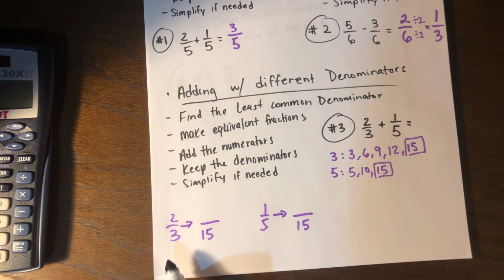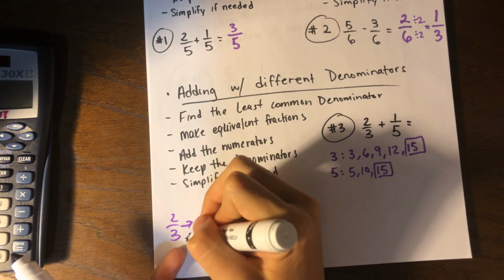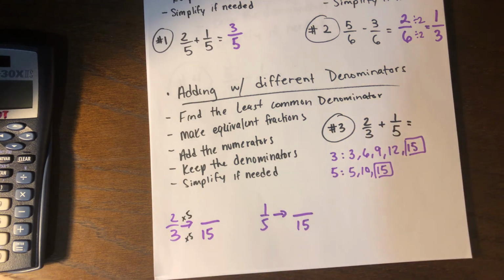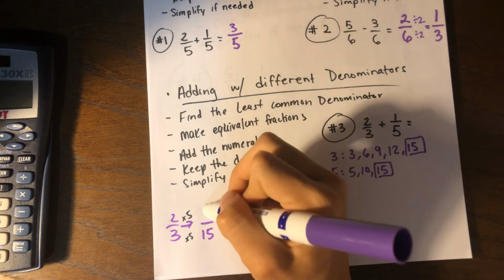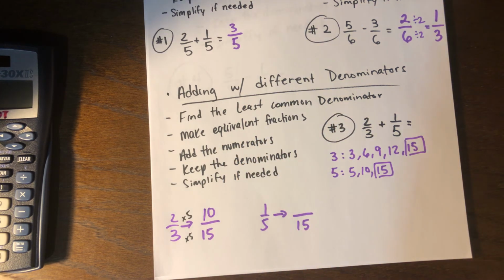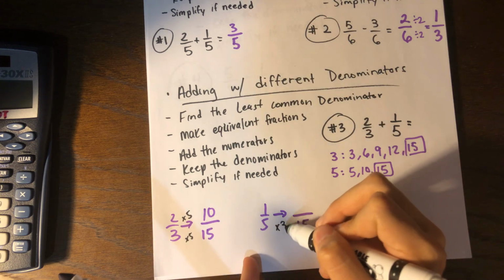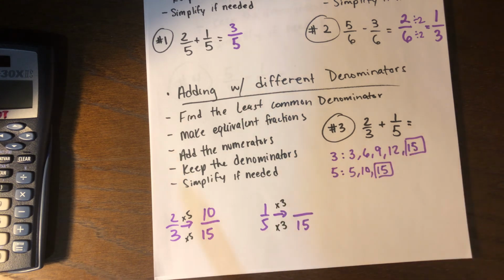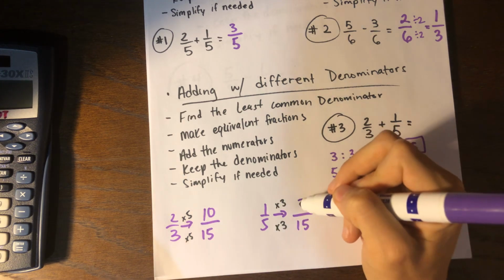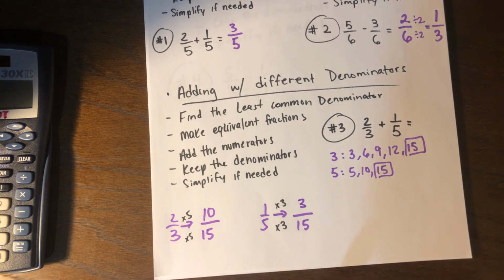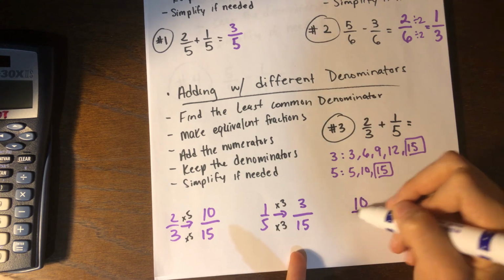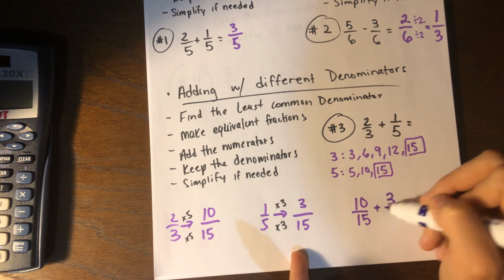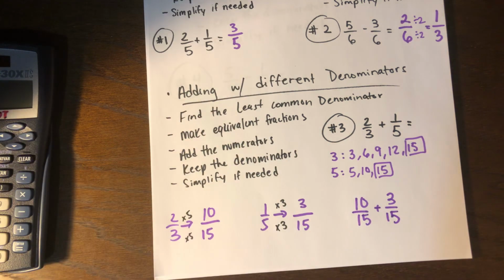Okay, when I go from 3 to 15, I multiplied by 5. So that's what I'm going to do to the top and bottom. Okay, 2 times 5 is 10. 3 times 5 is 15. So I have 10/15ths now. When it comes to 1/5, I did 5 times 3 to get 15. So I multiply 3 to the top. So 1 times 3 is 3. So now my new fractions are 10/15 plus 3/15. We have made the fractions equivalent now, okay?